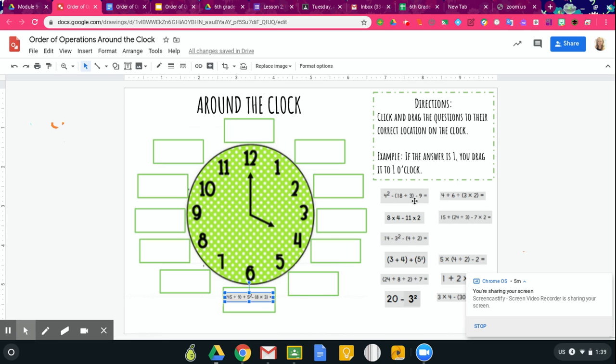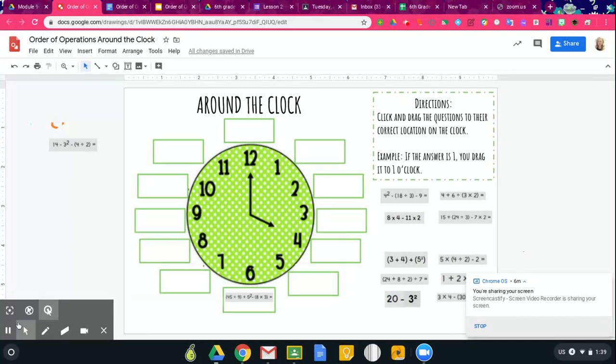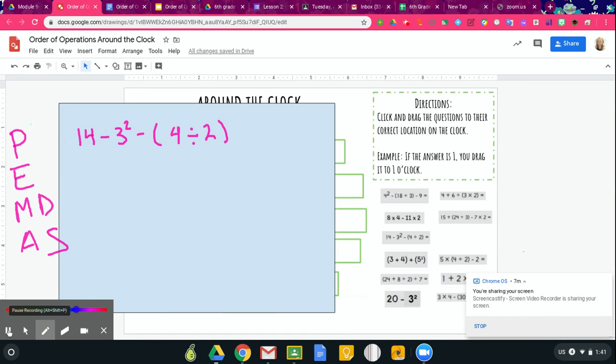Let's do this one. So we've got parentheses, we've got exponents, and then we've got some subtraction and a little bit of division. Okay, so again, work your way from the top. There are parentheses, so we're going to solve that first. And inside it says 4 divided by 2. So I'm just going to cross it out and put the answer above it, and the answer would be 2.